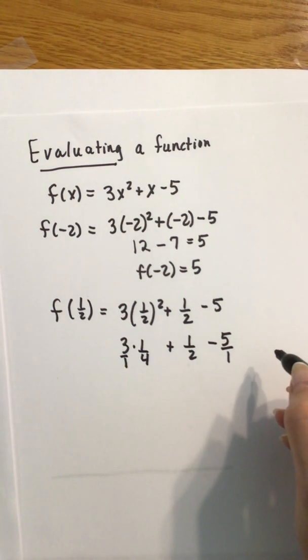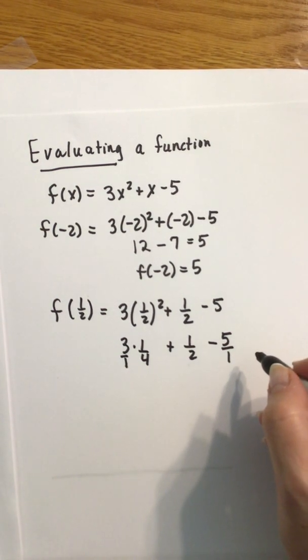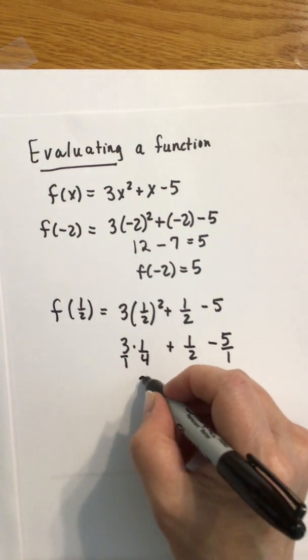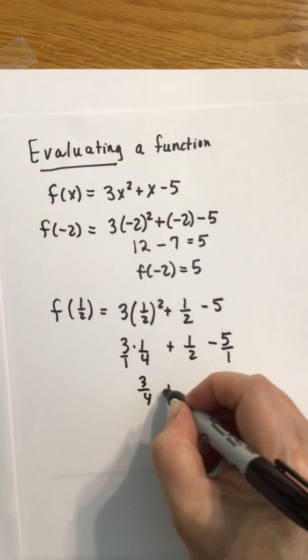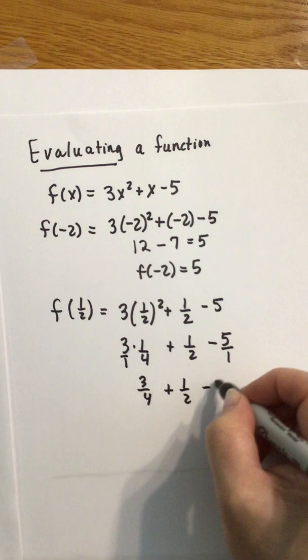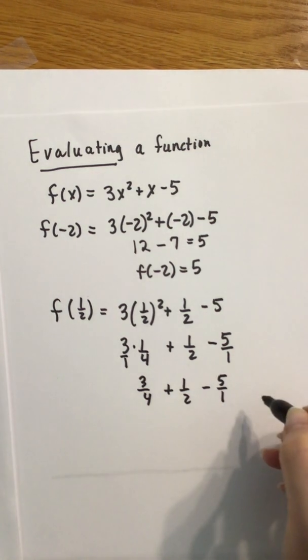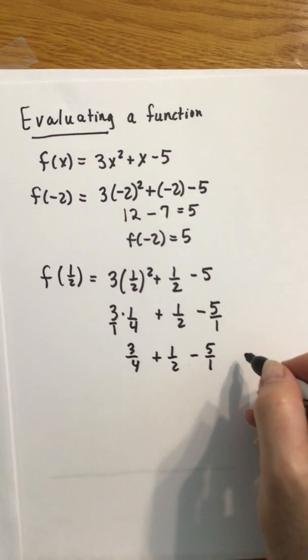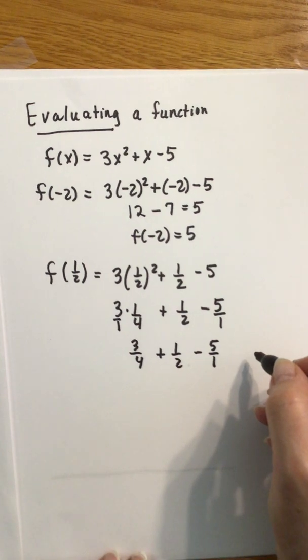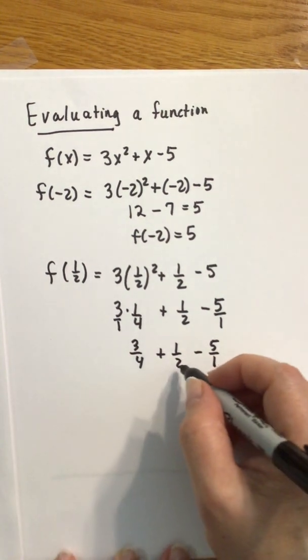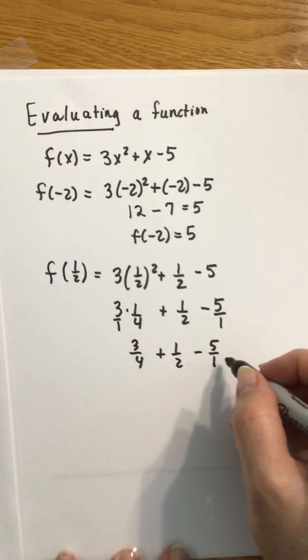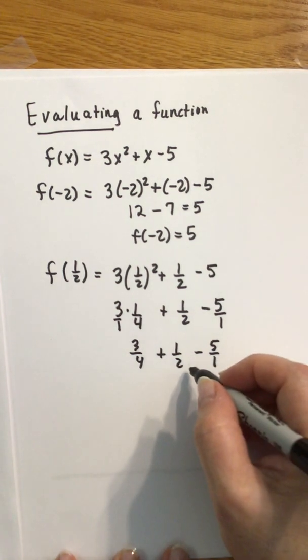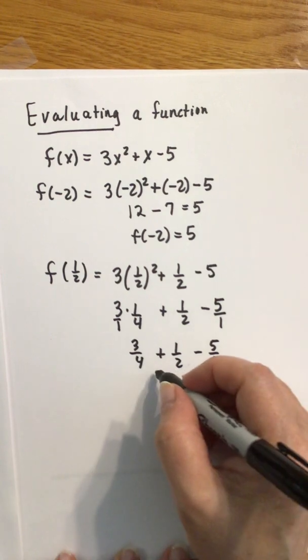So now we have to decide how to put these things together. If I've got fractions multiplied, this is going to give me 3 over 4 plus 1 over 2 minus 5 over 1. So what do we do now? We have fractions, so we have to have a common denominator. What is our common denominator going to be? 4, 2, and 1. You could use 8, but 4 can also be used because we already have this one in terms of a 4.